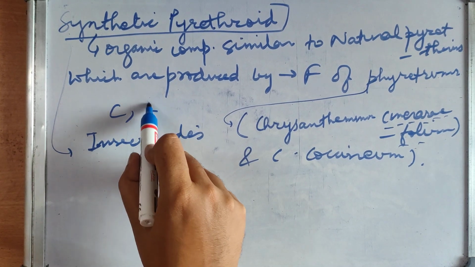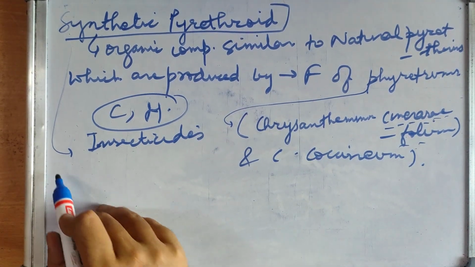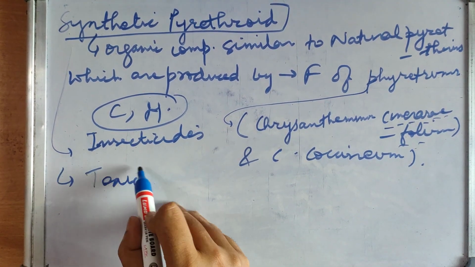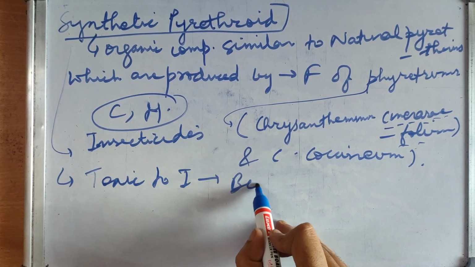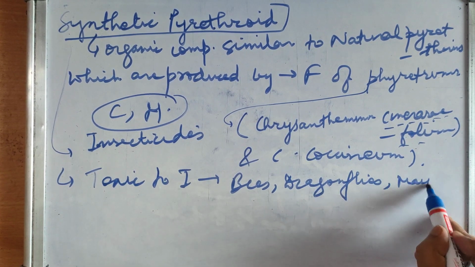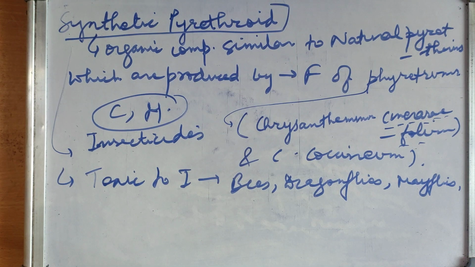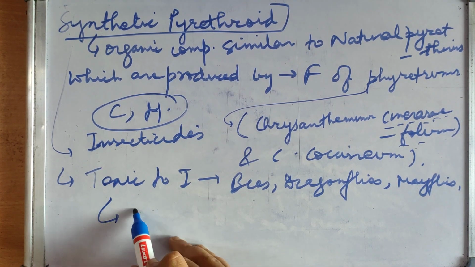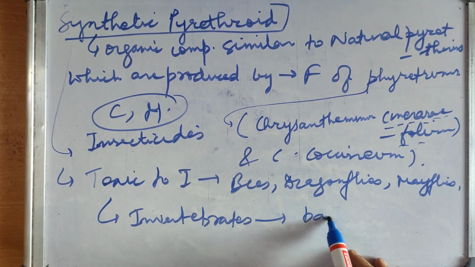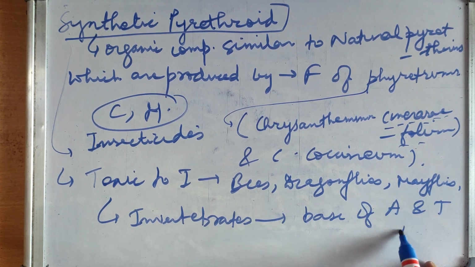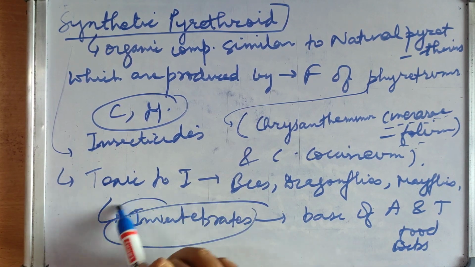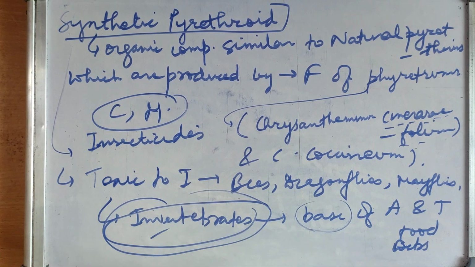Both commercial and household insecticides. These are toxic to insects such as bees, dragonflies, mayflies, and also some invertebrates which constitute a base of aquatic and terrestrial food webs. These can be affected, or this can be toxic to these lower invertebrates also.